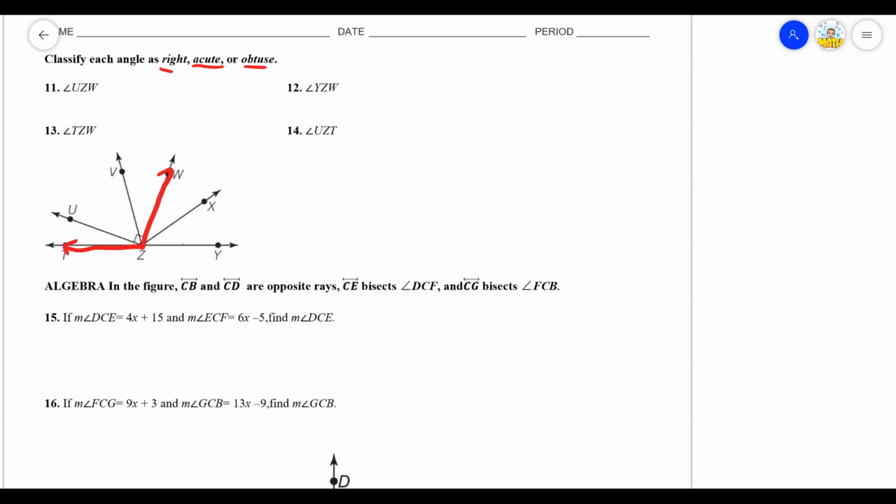So hopefully you said that TZW is obtuse. We can see if it were a right angle, we'd have to come straight down perpendicular to get to a right angle there. Okay, and the last one we have is U to Z to T. Pretty obviously, is that right, acute, or obtuse, UZT?